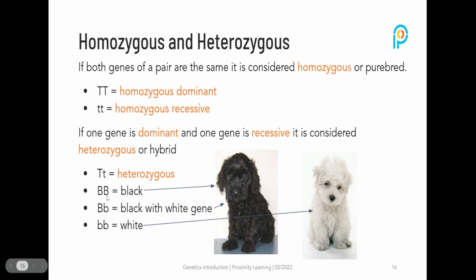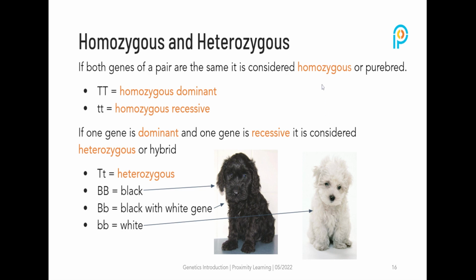If you had capital B, that would be your black. Capital B with lowercase b, that would be black with a white gene, but still the black is going to take over. And lowercase b, that's going to be your recessive white.